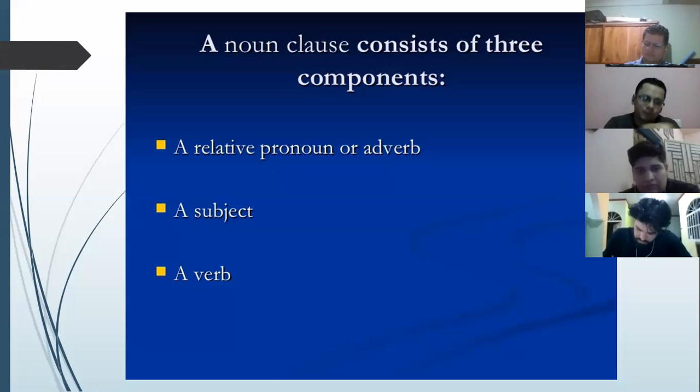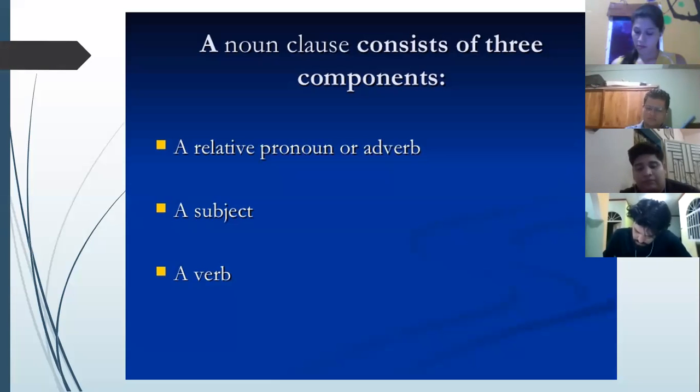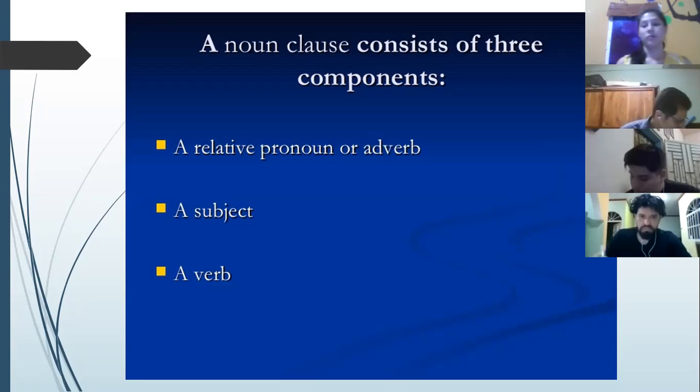Excellent. All right. So what does a noun clause consist of? It has to have three things. A relative pronoun. So in other words, it has to have what, that, who, which, where, when. Those are relative pronouns. You have to identify it by using one of the relative pronouns. The next thing that you need to identify is that it has to have a subject. And the third thing that you need to know about noun clauses is that it needs to have a verb, okay? So those three things are very important for you to know: a relative pronoun, a subject, and a verb, and that's a noun clause, okay?